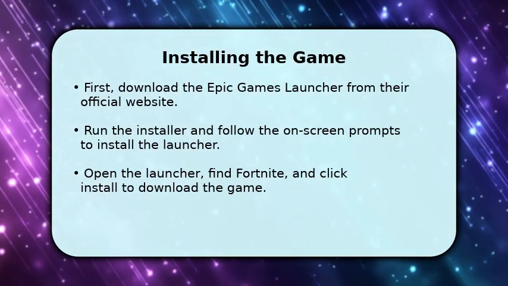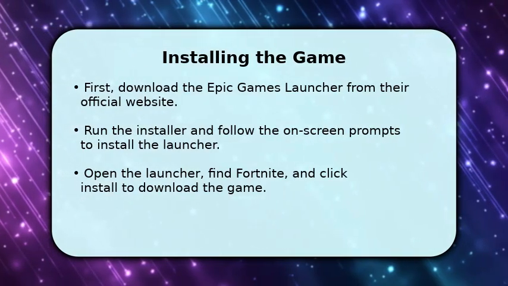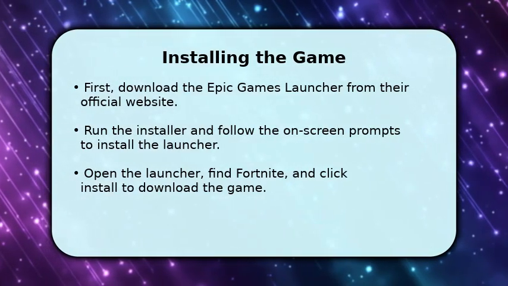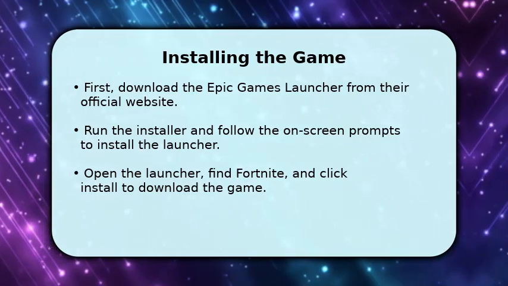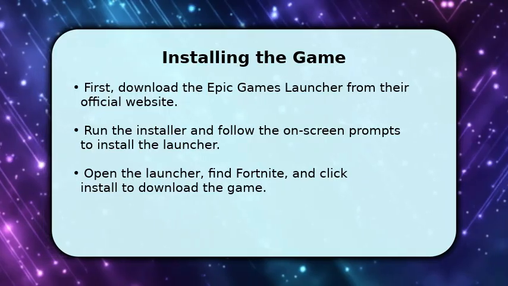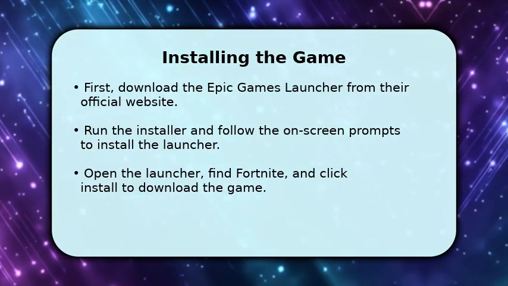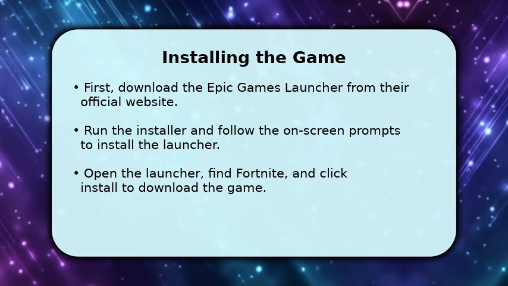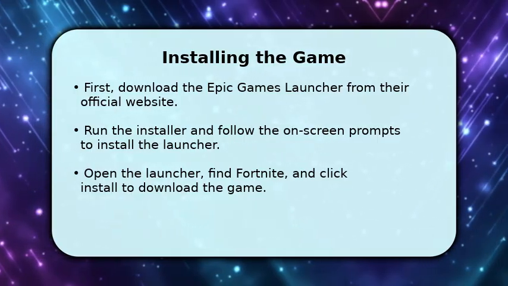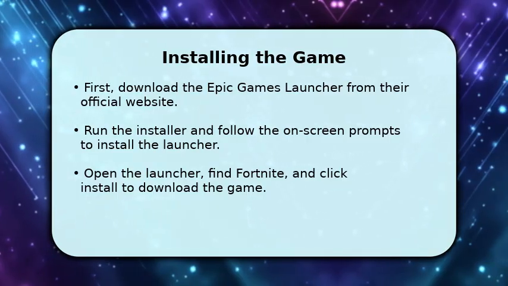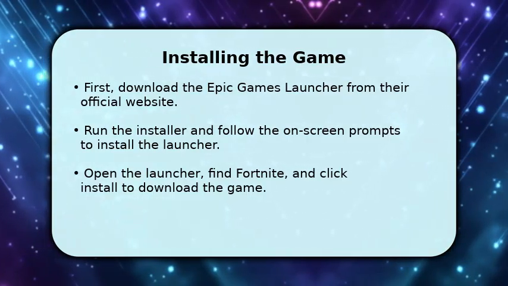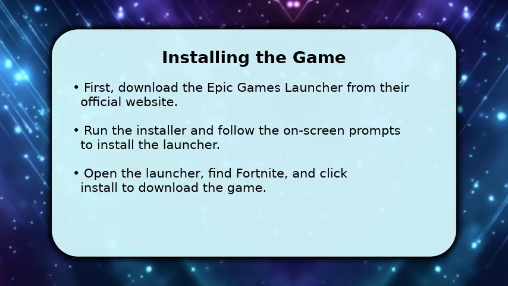Once you've confirmed your Dell PC meets the requirements, the next step is installation. Head over to the Epic Games official website and download their game launcher. This small program is your gateway to Fortnite. After downloading, run the installer and follow the simple instructions to get the launcher set up. Once the launcher is installed, open it up, search for Fortnite in the store, and hit the install button to begin downloading the game files.